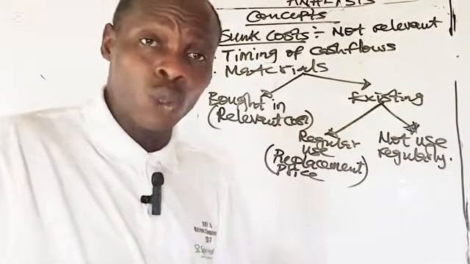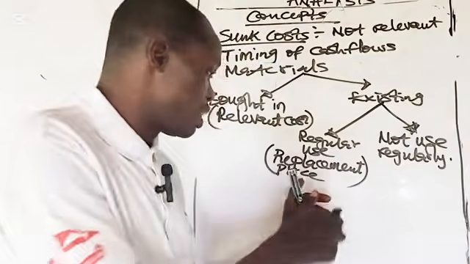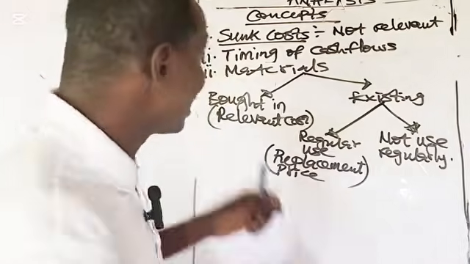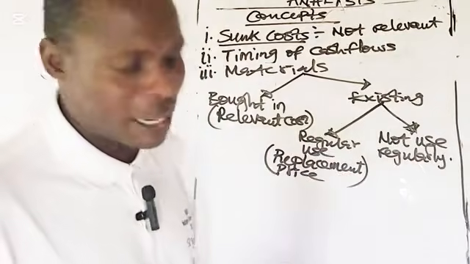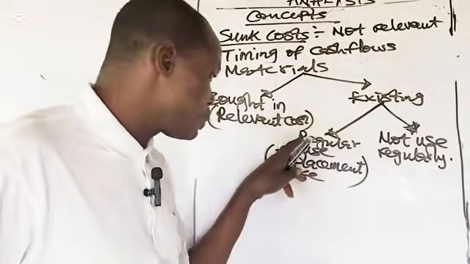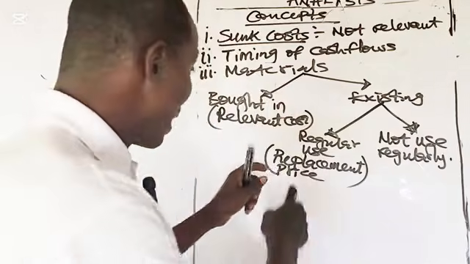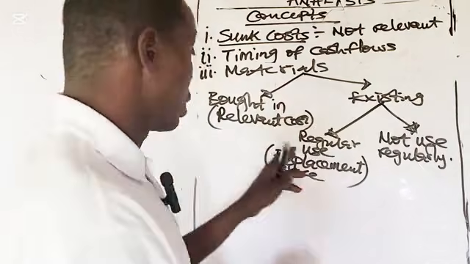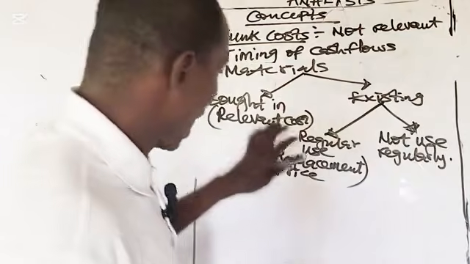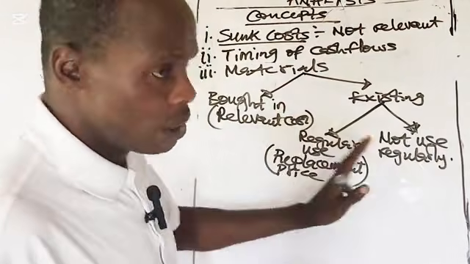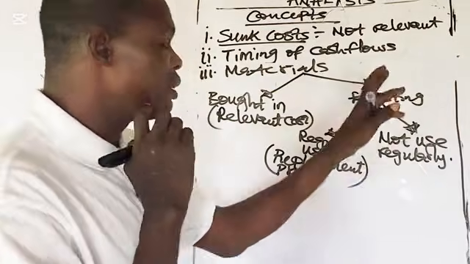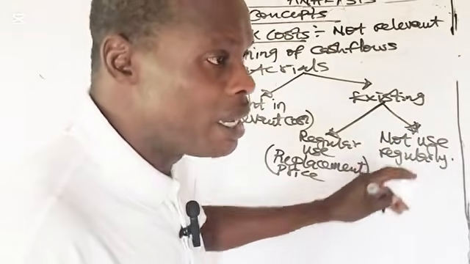The price at which they will be bought currently is not the replacement price, which is the current market value of the materials. And I've told you this price, the replacement price, the current market value, I say it's a relevant cost where it can be ascertained that the materials are used regularly.